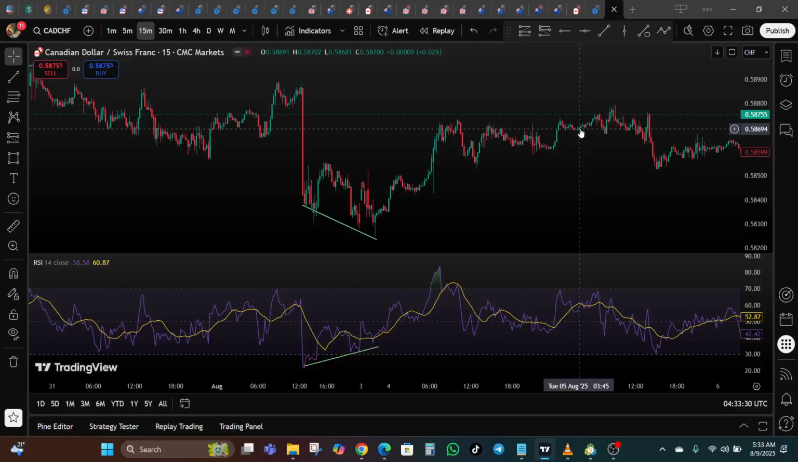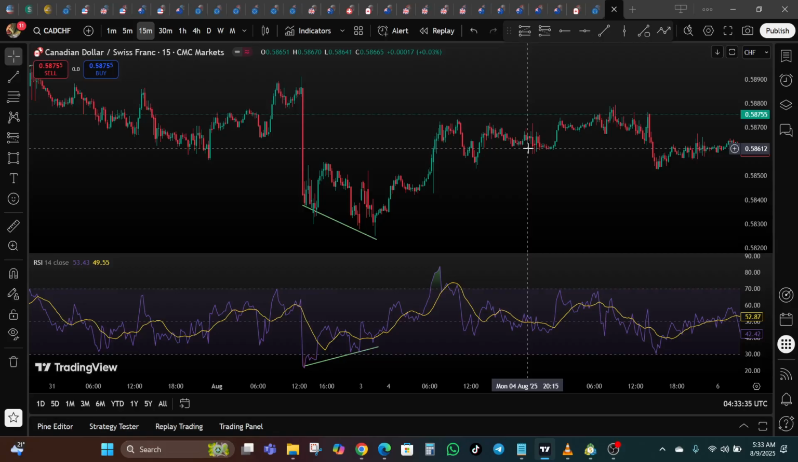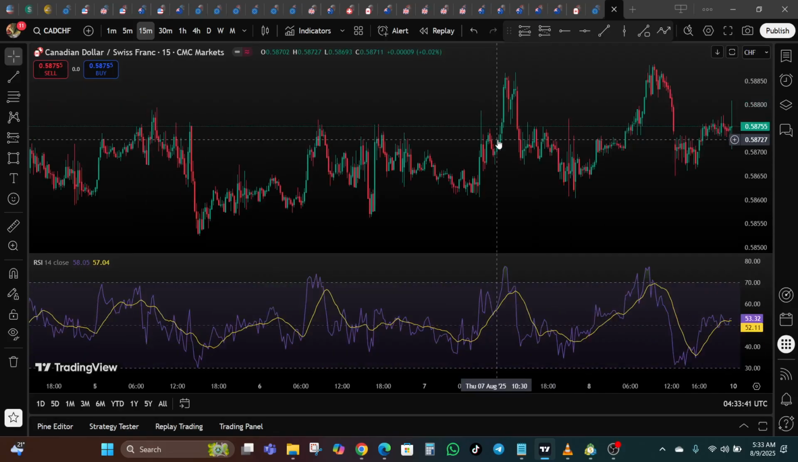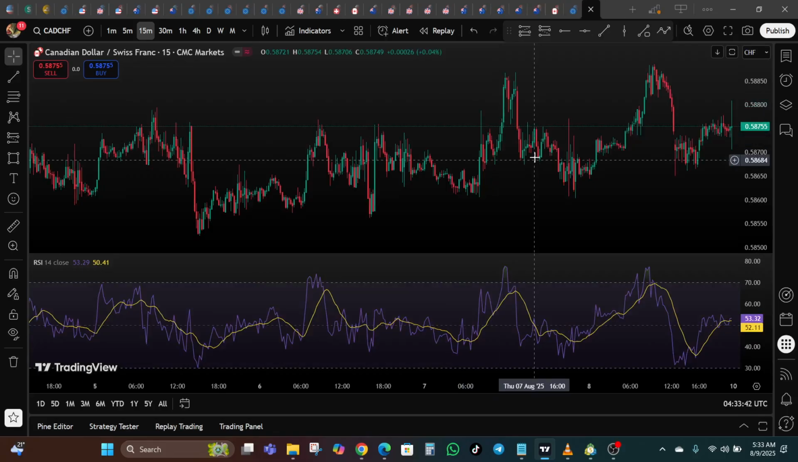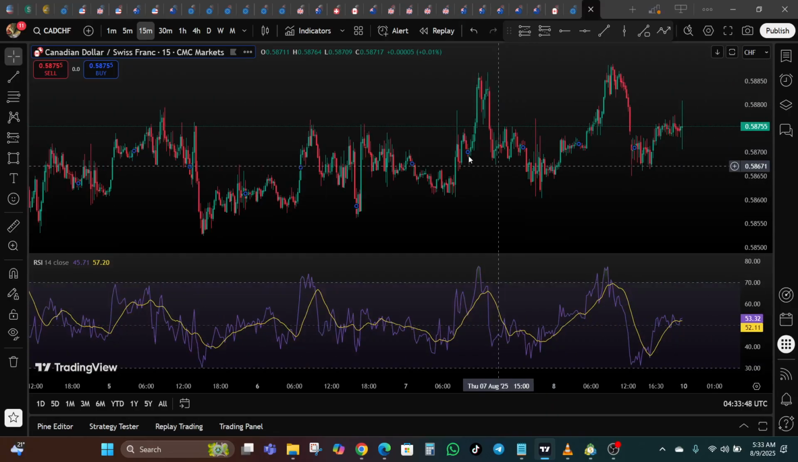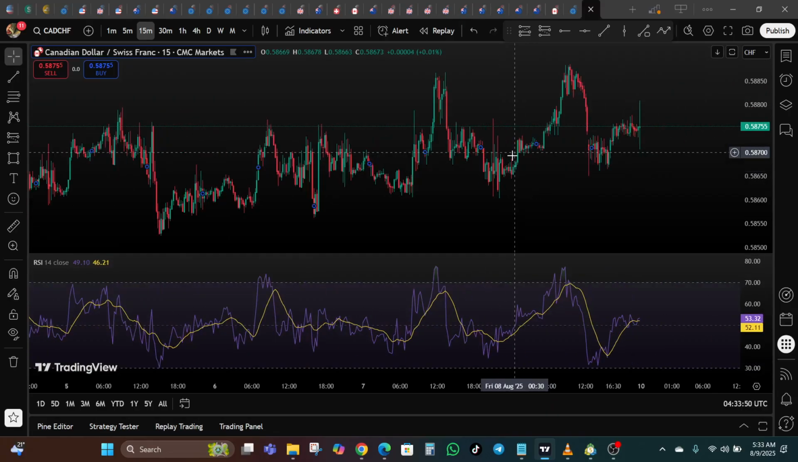While hidden divergence is the opposite. Hidden divergence supports the current trend. So if you are in an uptrend, the price will make a higher low while the RSI will make a lower low. Okay, so that is a hidden divergence. Hidden divergence is a continuation pattern. For example, now this is an uptrend, right?